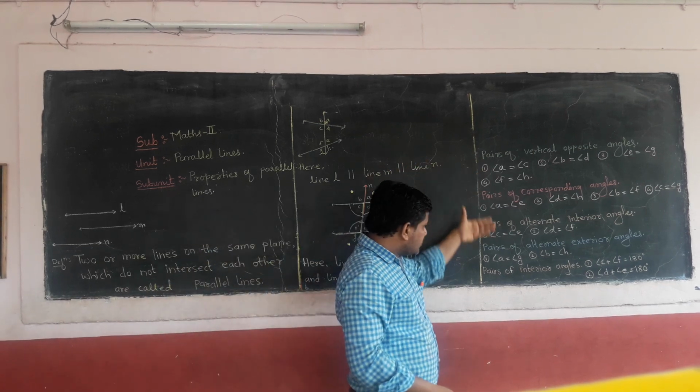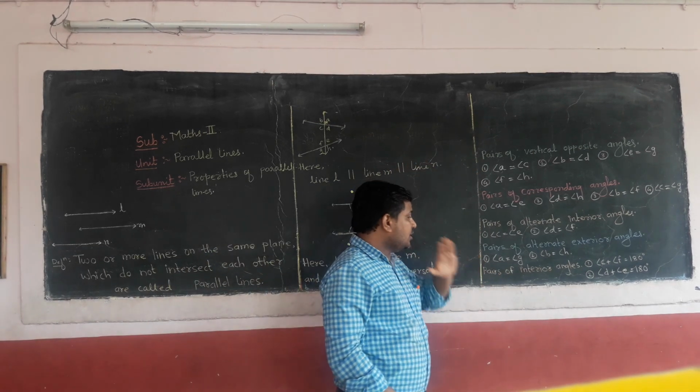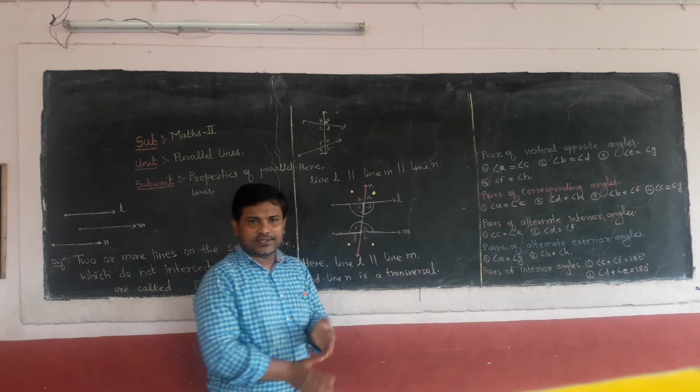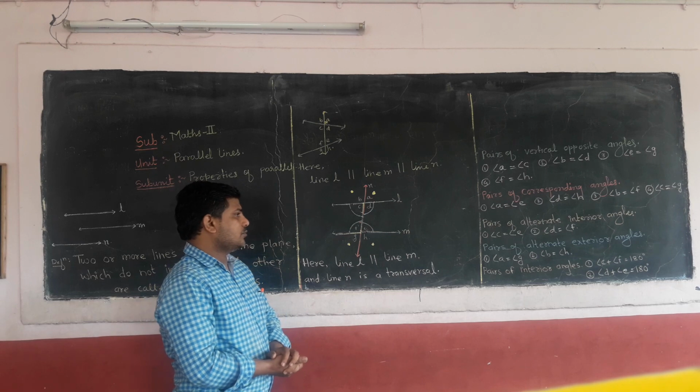Rest of the pairs all are congruent. Only the pairs of interior angles are supplementary. Understood all of you? So please copy it.